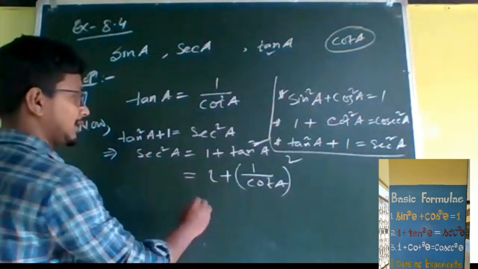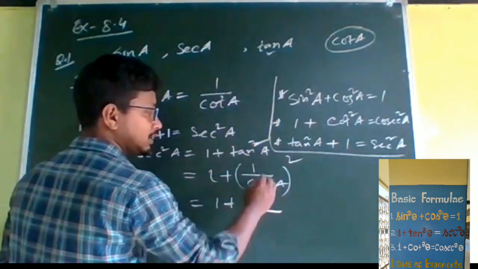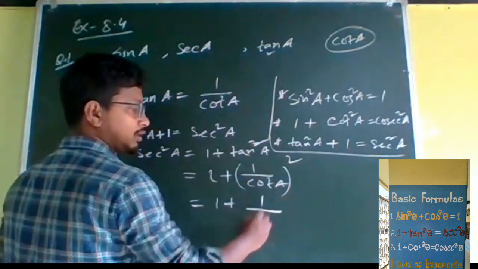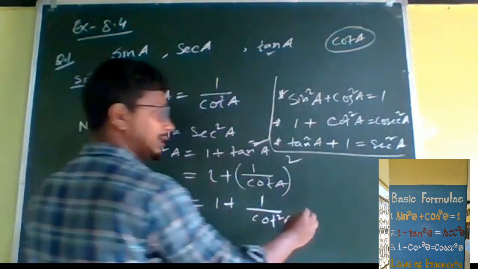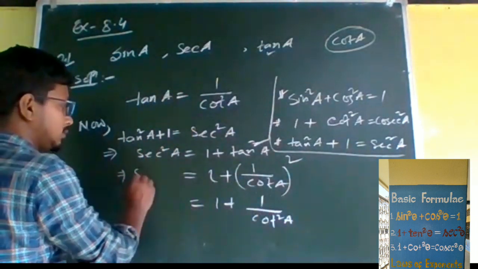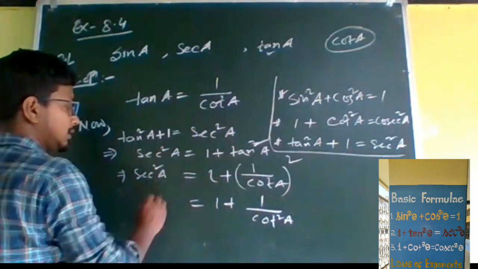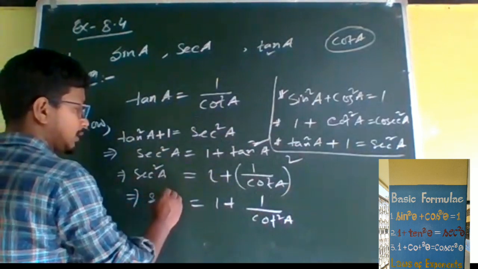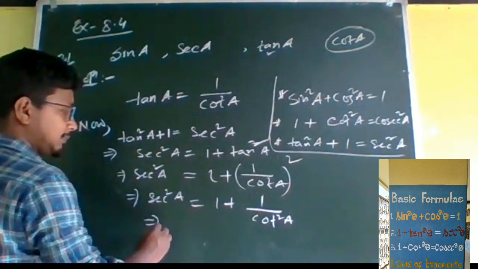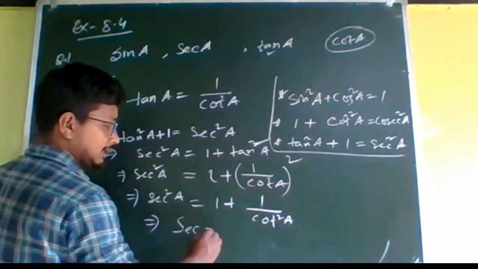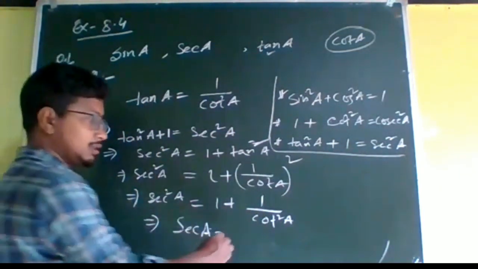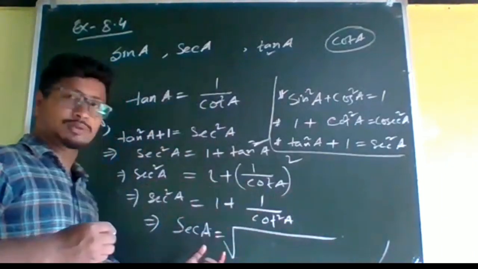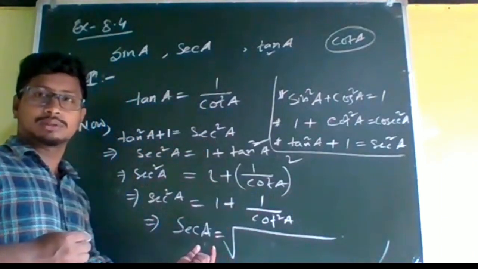Is it clear? So in the next step, 1 plus 1 square, which means 1 only, and cot square means cot square a. Now you can take this side even. We have sec square a, and in the next step you can take directly sec a. That means we have to find the square root. Square root I am taking here. It's required to take the square root, right?